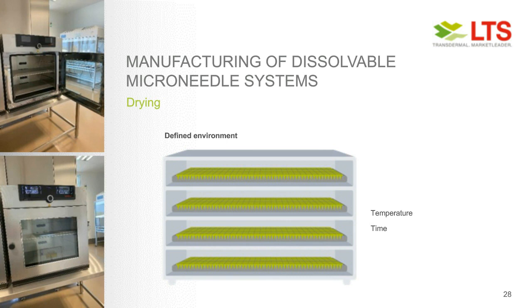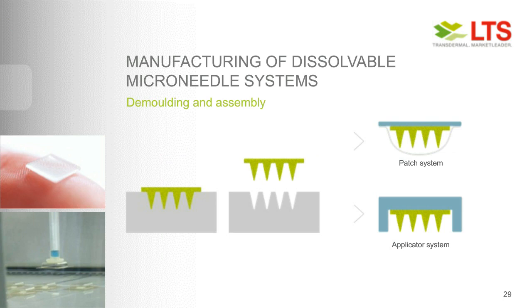And then in the end, it comes to demolding and assembly. You now have a dry microarray, which you can take out of the mold. You see it on the left side. And then you can either do some kind of patch system, where you have a cover on top of it for later use, where you remove this patch again and just apply it by thumb pressure, or you can assemble directly with an applicator and then use an application system. And this is basically the manufacturing.